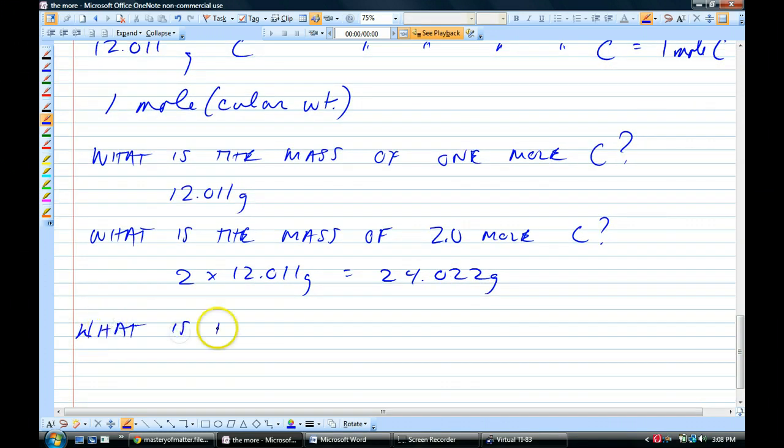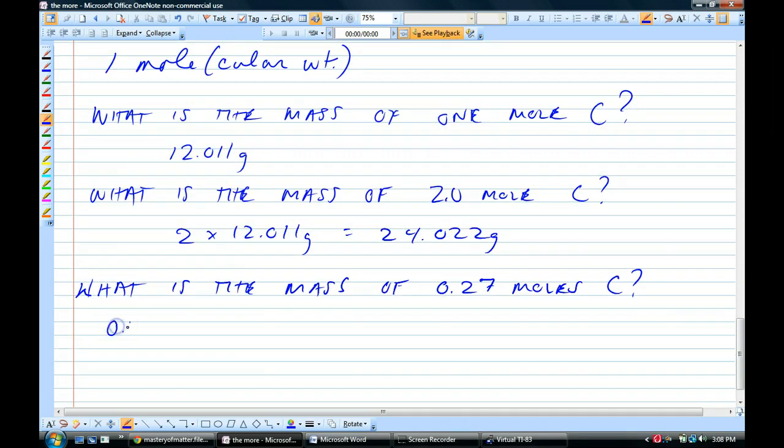What if we make it a little bit more complicated, and let's start to use the factor label method here, which is what we should be using. What's the mass of 0.27 moles of carbon? Well, here's how you do it. You start with the quantity given, 0.27 moles carbon. And let's remember why we're doing this. We wouldn't be doing this in a vacuum like this. What you'd be doing is you'd be working with a chemical reaction or a chemical compound, and you'd be trying to figure out how much of it you need. What mass of it you need to make a compound or to complete a reaction.